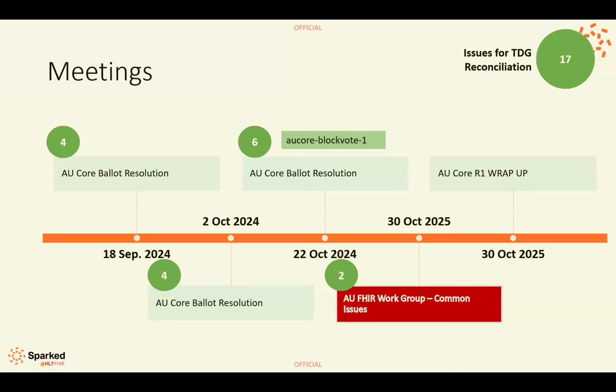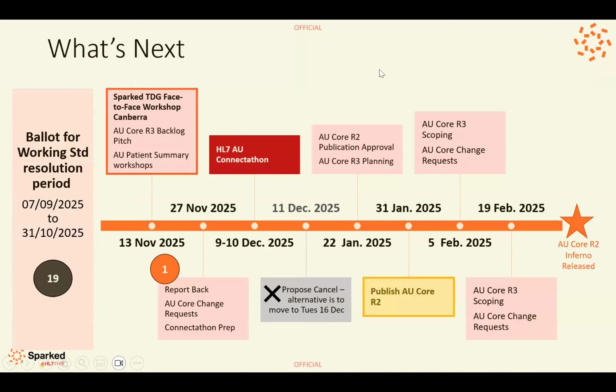All right. That's all I wanted to say about AU Core R3 because it's just early steps. We don't need the slide because we're done with that bit. All right, here's what's next. Our next get together is the Spark TDG face-to-face workshop in Canberra, where we'll be going through the AU Core R3 backlog pitches that have come from the community, and we're going to do some patient summary workshops.